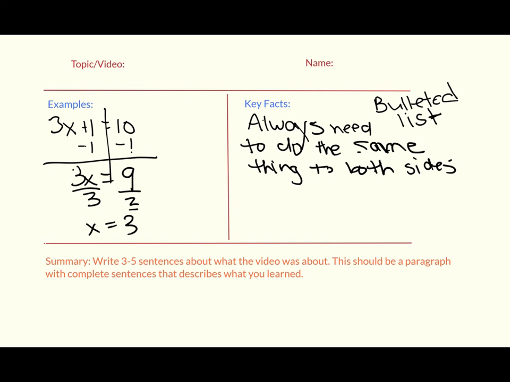Remember that with your notes, this is something that can either be handed into me, the actual paper, or you can take a picture of it and you can email it to me to show that you have completed the video and the notes.